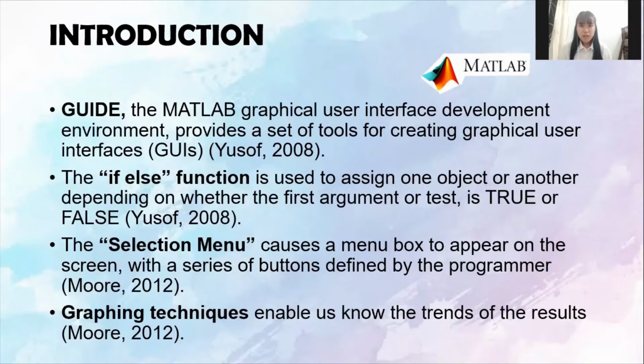The if-else function is used to assign one object or another depending on whether the first argument or test is true or false. This is followed by the selection menu, which causes a menu box to appear on the screen with a series of buttons defined by the programmer. And lastly, the graphical techniques enable us to see the trace of the result.